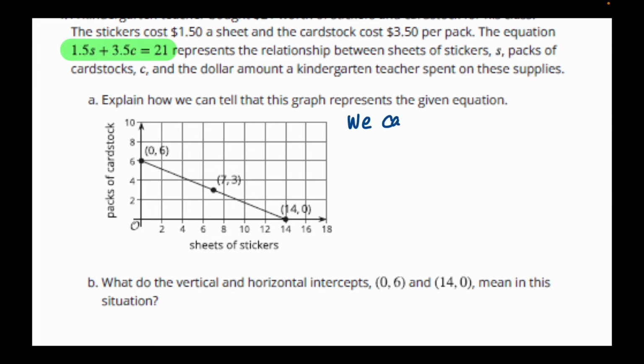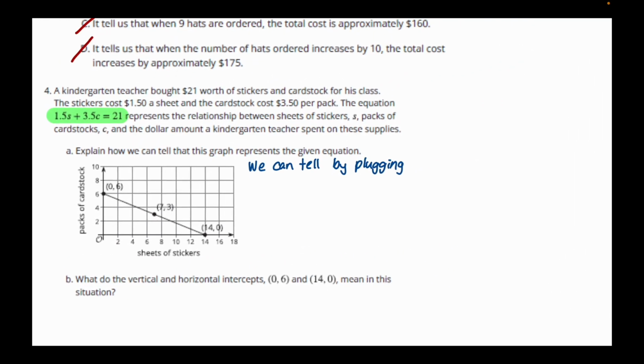We can tell by plugging the ordered pairs into the given equation. Zoom out a little so I have space to write. So since they give us some ordered pairs on this graph, we can plug those into the given equation and check that they work. And if it's linear and they work, then we know it's the correct equation.